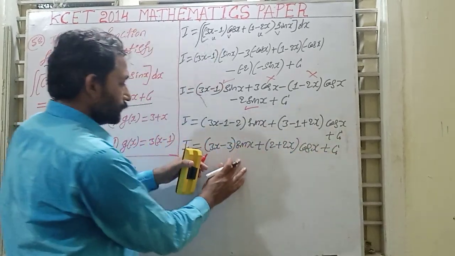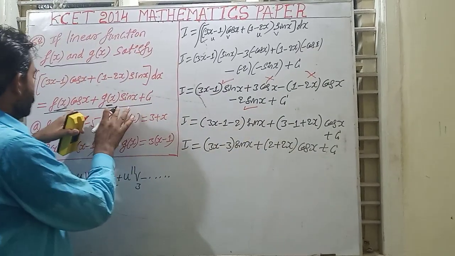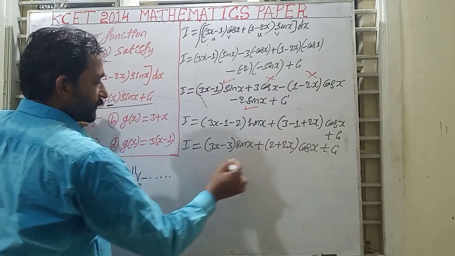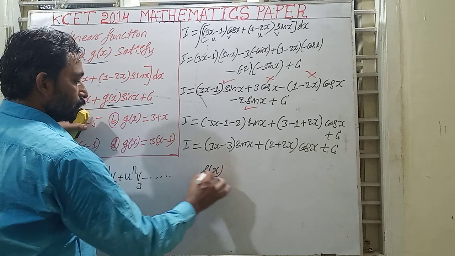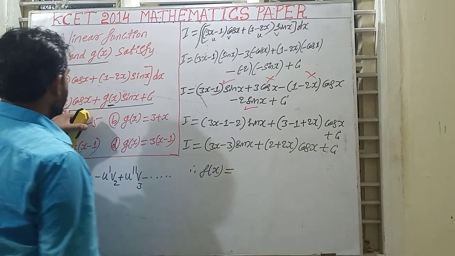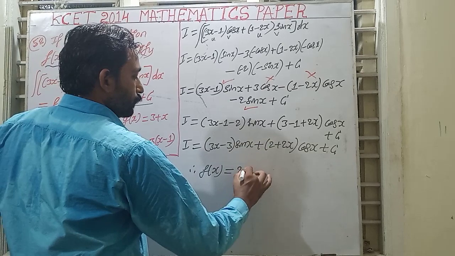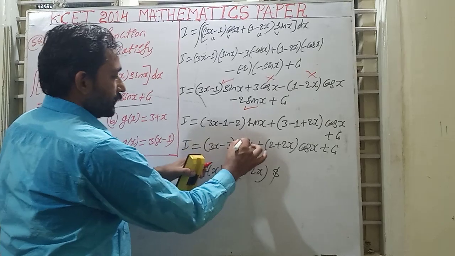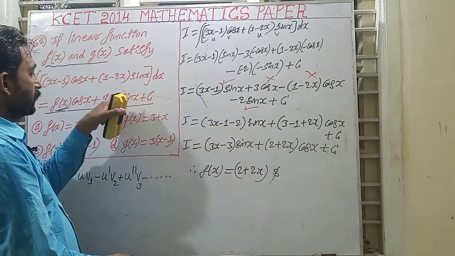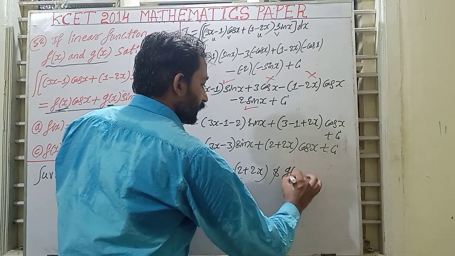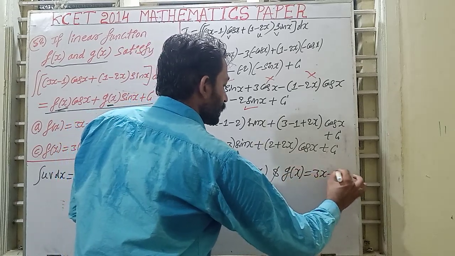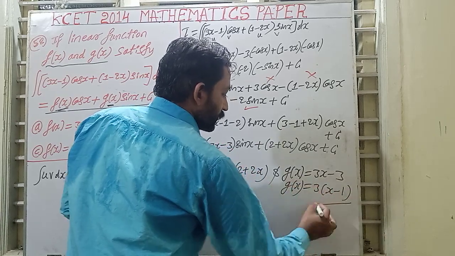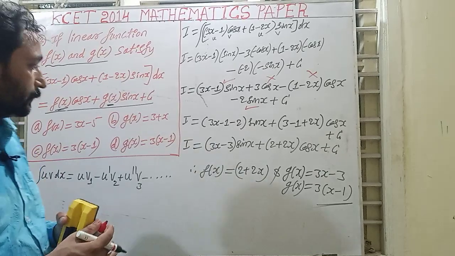So comparing these terms on the right hand side with this, f of x is the cos x coefficient. Here the cos x coefficient is 2 plus 2x. Therefore f of x is equal to 2 plus 2x, and g of x is the sin x coefficient, 3x minus 3. So g of x is equal to 3x minus 3, which can be written as 3 into x minus 1. Okay, so we have to find out f of x and g of x.